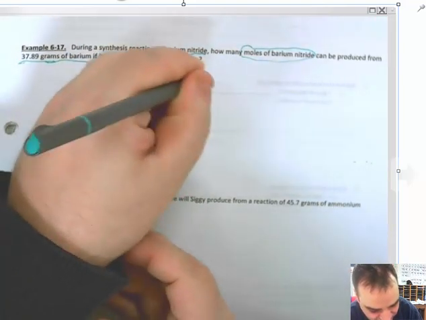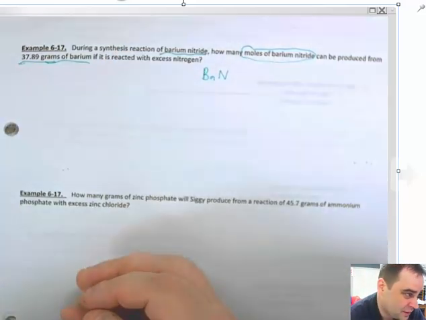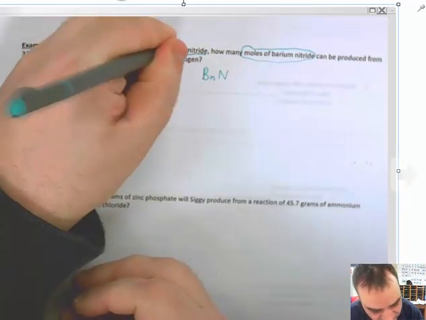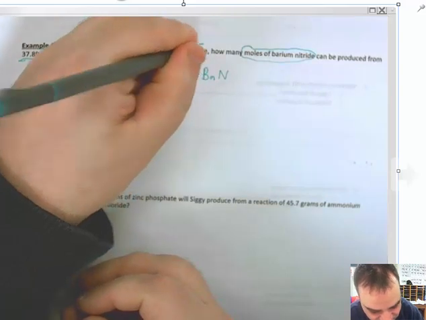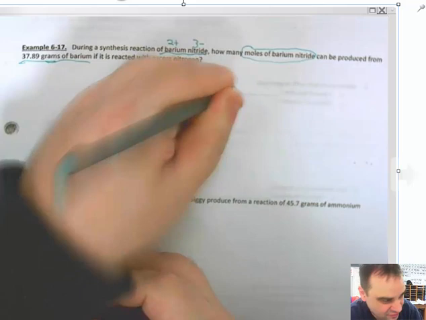So we know barium nitride has Ba and N because we know that this is a binary compound. Very important we write the formulas right though. We know that this is 2 plus for barium because it's in group 2. And we know nitride is 3 minus. So this is supposed to be Ba3N2.